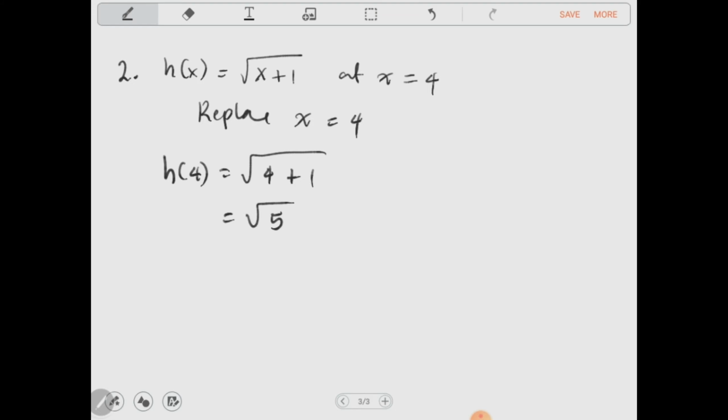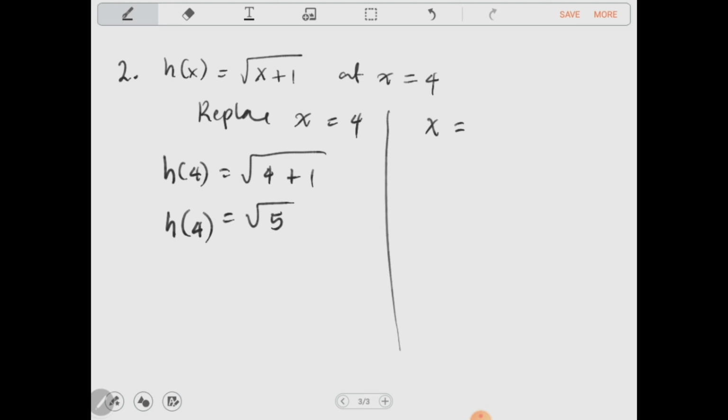Take note, you cannot simplify square root of 5 since 5 is not a perfect square. But if it's a perfect square, you can get the square root of it. But this time, this is not a perfect square number. This is a prime number. So this time, that is already our final answer. Okay?